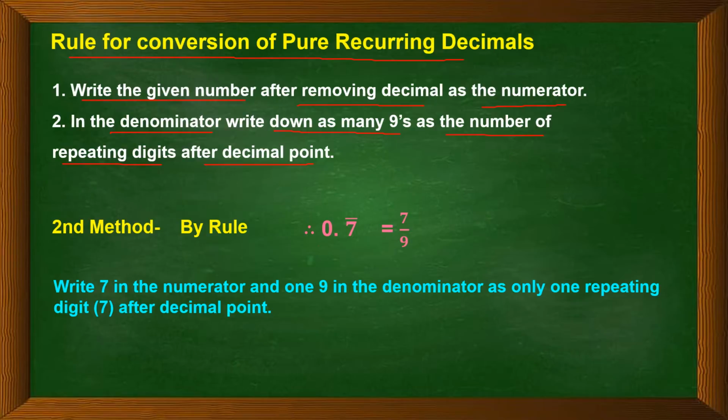So like our question was 0.7 bar, which we can write equal to 7 by 9. Why? Because without the decimal point we will write 7 in the numerator, and 9 in the denominator, as only one repeating digit, that is 7, is after the decimal point. So in the numerator you have to write the given number as it is without the decimal point, and in the denominator you have to write as many nines as the number of repeating digits after the decimal point. So our answer in the form of P by Q is 7 by 9.